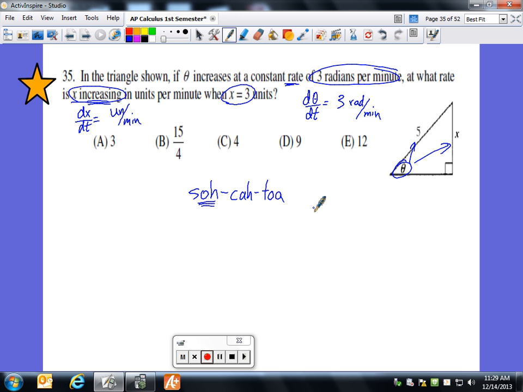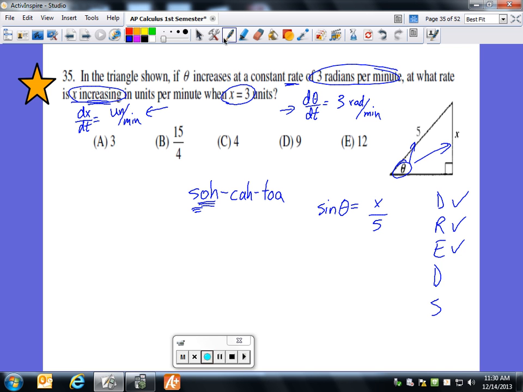Okay, so the diagram's already shown, and with the related rates we've already identified what we need to find and what we're given. Here is the equation that we're going to have, so that's what we've identified here. So it's going to be sine of theta is equal to x over 5. Now we're going to take the derivative and then substitute.